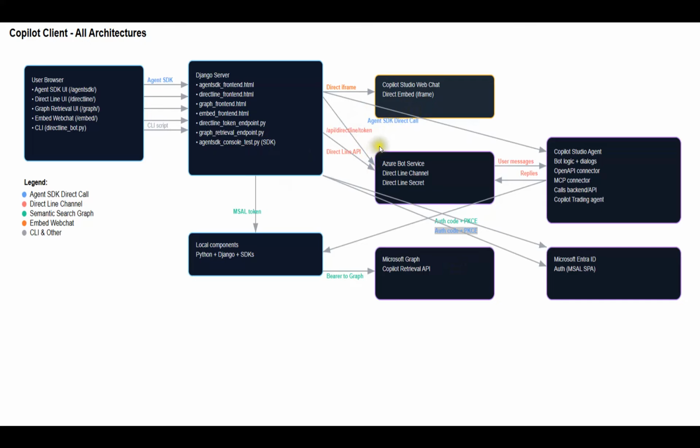The second one is using the Agents SDK. This is the second use case. In this case, we will authenticate ourselves using our user against Microsoft Entra ID, and this authentication gives us the rights, or not, depending on how we have configured it, to use this agent.